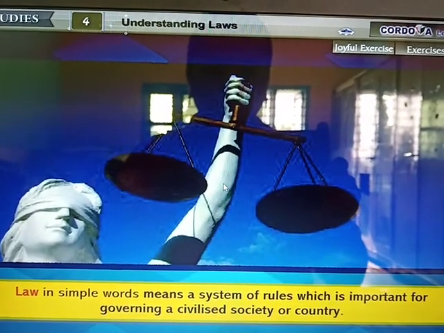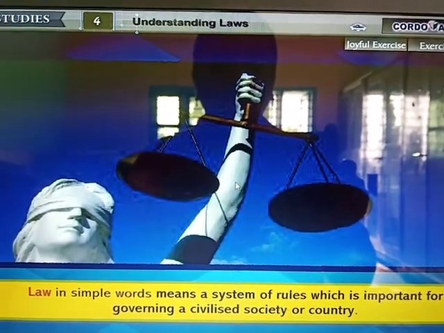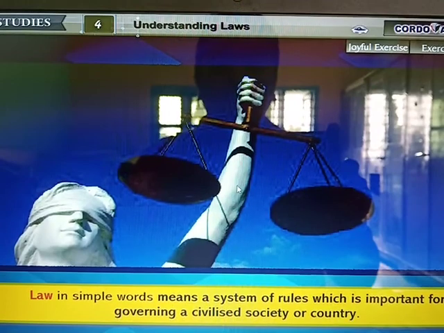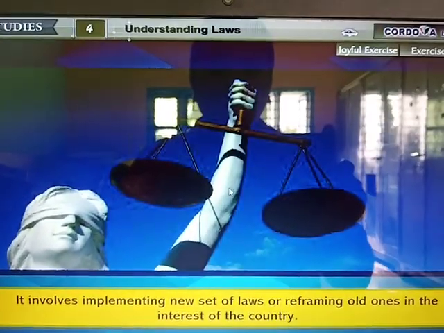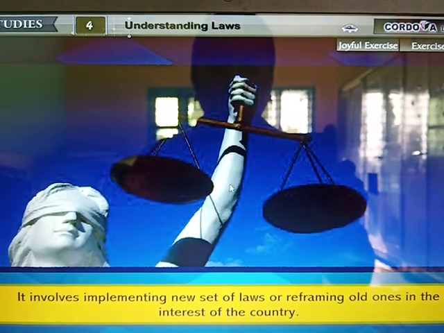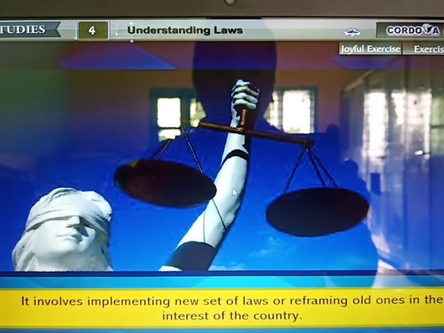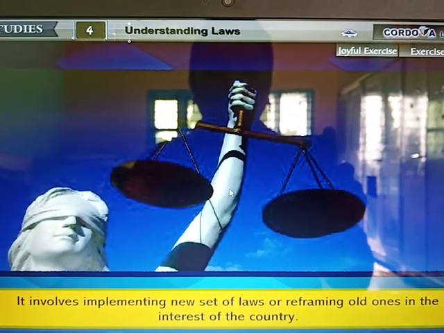Law, in simple words, means a system of rule which is important for governing a civilized society or country. It involves implementing new set of laws or reframing old ones in the interest of the country.